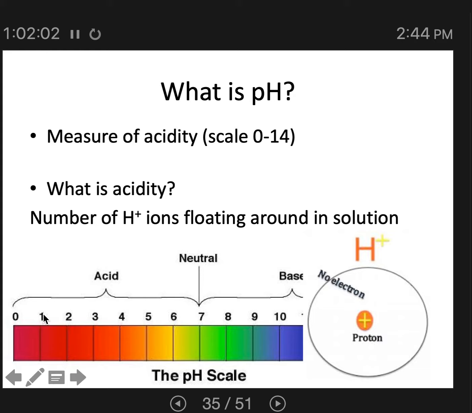So if you have a pH of 1, that means you have 10 to the negative 1 moles of hydronium ions per liter. Okay, 10 to the negative 1 moles of hydronium ion per liter. That's going to be 0.1, right? That's 0.1 moles of hydronium ion per liter.